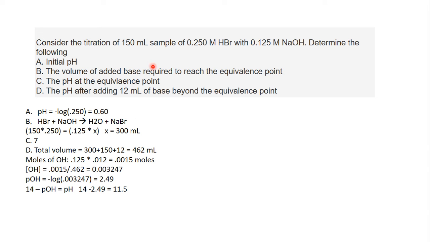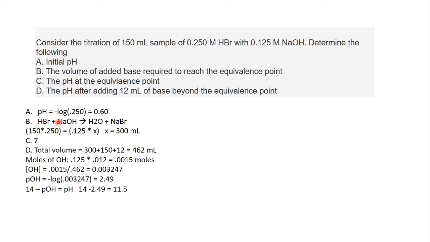B, how much base do we need to add to reach the equivalence point? The equivalence point is when the amount of HBr and NaOH are the same. The molarities, the volumes, it's the amount of H that's been added is equal to the amount of OH that has been added. That's how I should say it. And if we write down the equation for HBr and NaOH, we find it's a 1-to-1 ratio, which means 1 mole of HBr will react with 1 mole of NaOH.